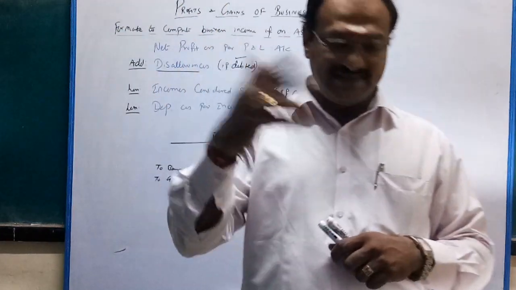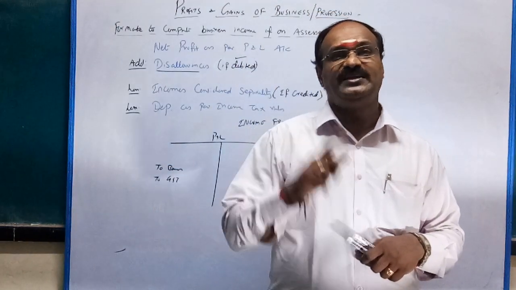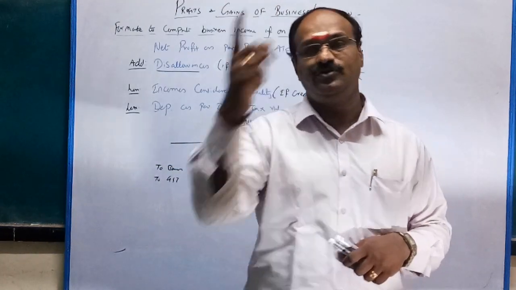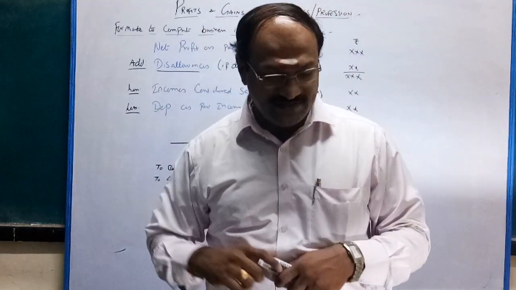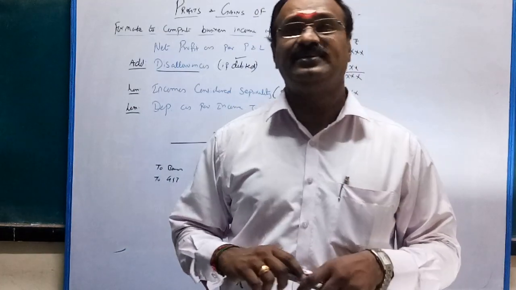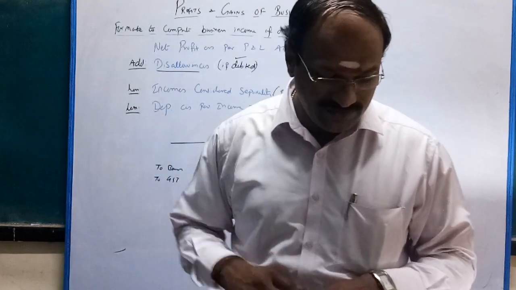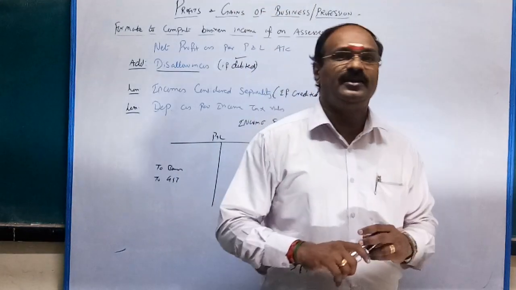On the credit side, we discuss dividend from a domestic company. What should you do? It is income from other sources. Thereby, you have to deduct income considered separately. So you have to reduce it. Income from house property, reduce. Agricultural income, reduce. That's all. Any doubt?